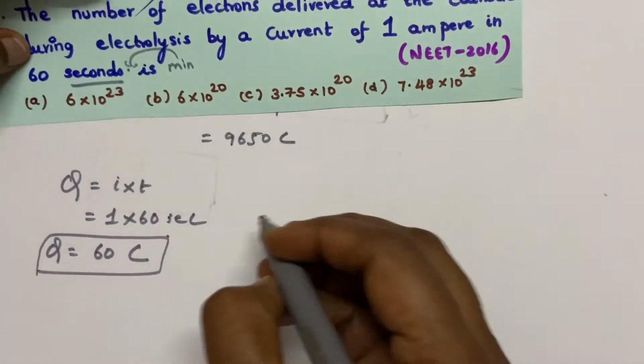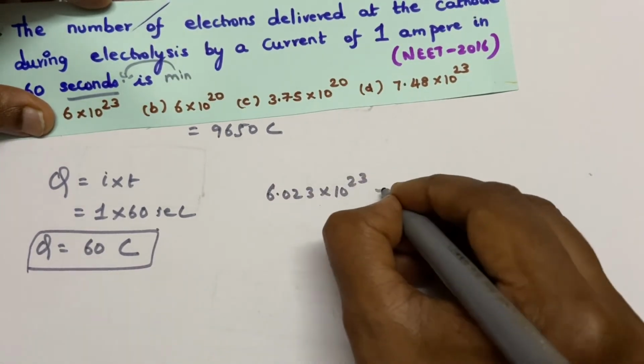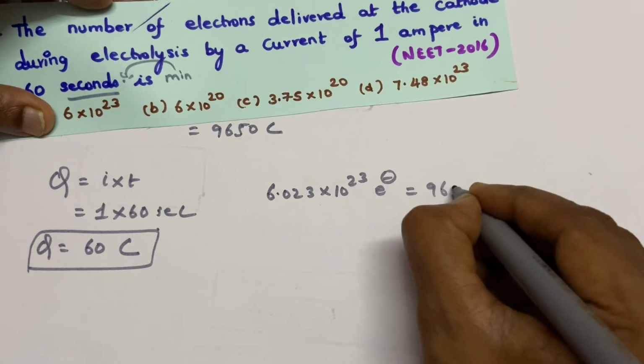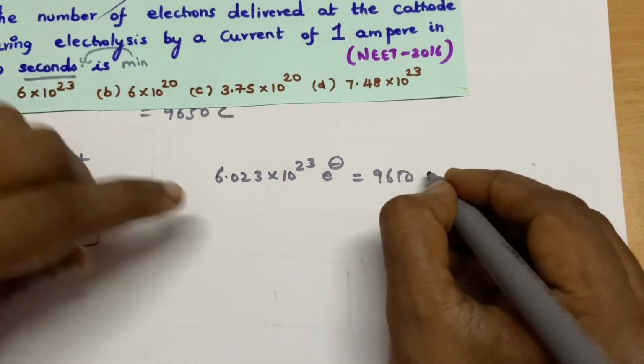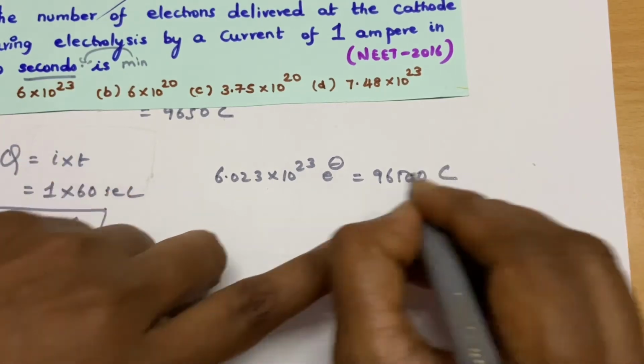So you know that 6.023 x 10^23 electrons make 1 mole of electrons, which carry 96,500 coulombs. The charge of 6.023 x 10^23 electrons is equal to 96,500 coulombs.